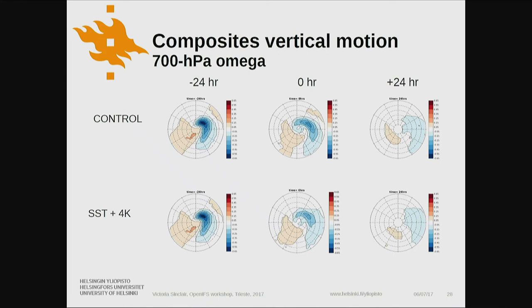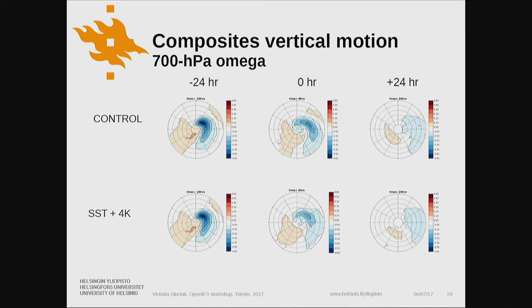Moving on. Related to the precipitation is obviously the vertical motion. I've only looked at this at 700 hectopascals. And I have to say this is omega, so in units of pascals per second. The blue colors here, which are negative, are ascent, and the red colors are descent.